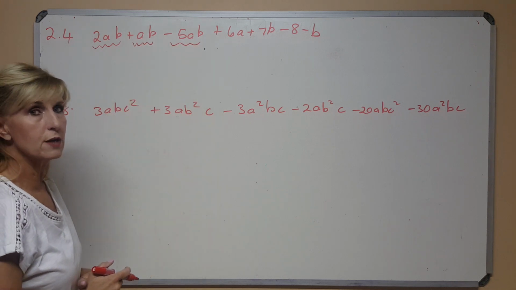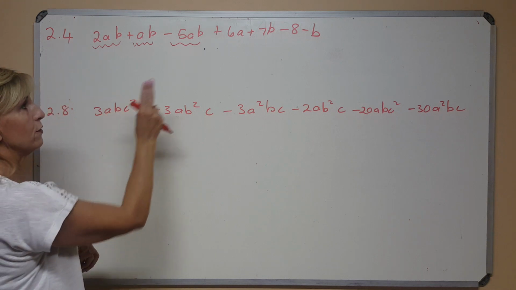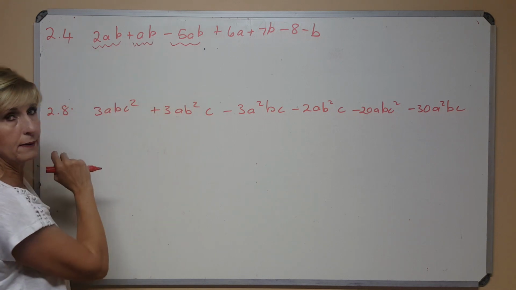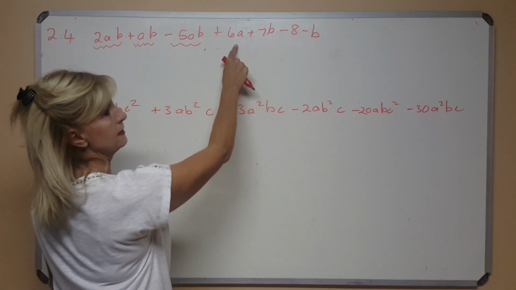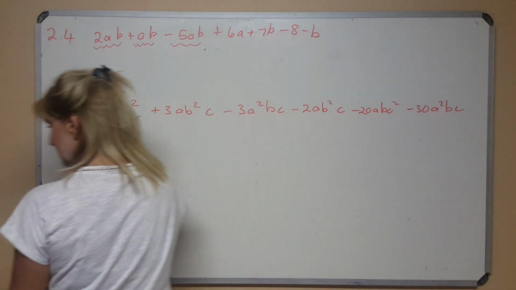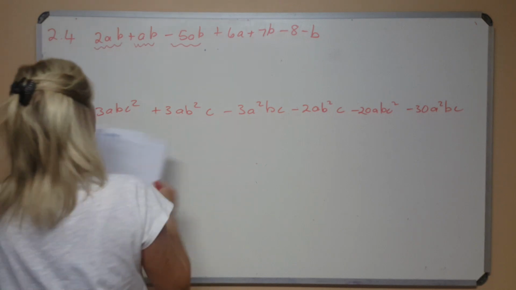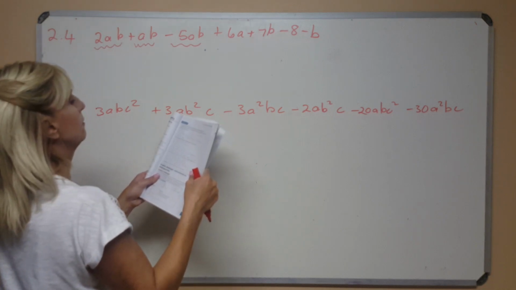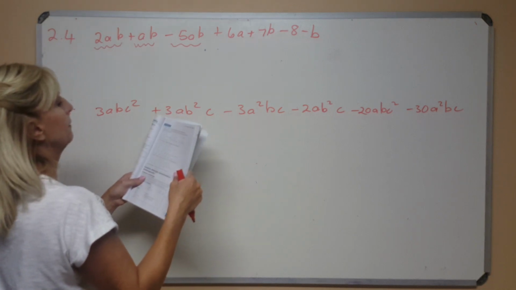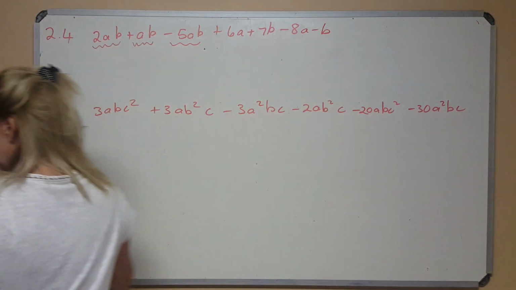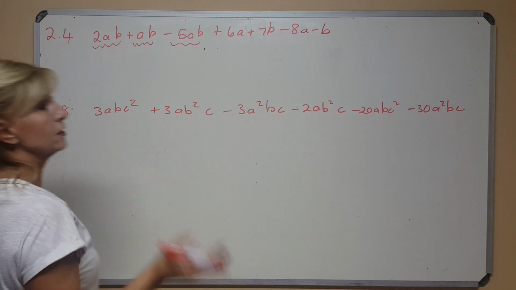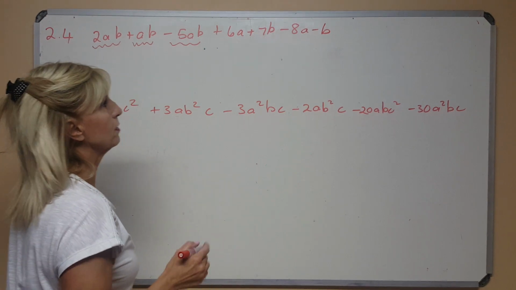Those three next to each other were all like terms because they all have variables A, B, A, B, A, B. Then there's one that has an A, and that's it. Then there's one that has a 7B. You just double check on 2.4 if I wrote it down correctly. I thought maybe I didn't. That should have been a minus a B.